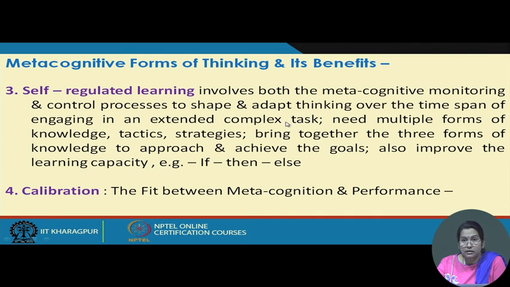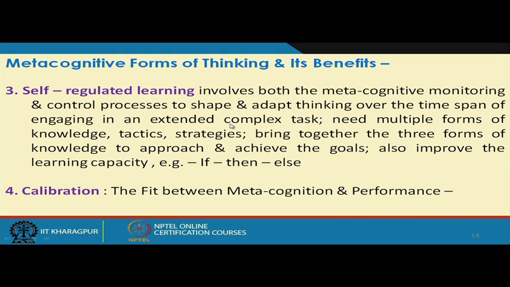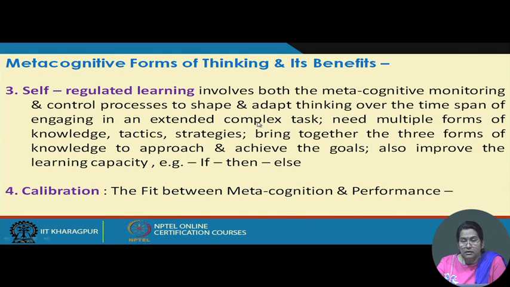So, we can flexibly use both metacognitive monitoring and control to shape our thoughts, to reshape our strategies, and to adapt our thinking according to the requirements of the problems. When we are engaged in different kinds of complex tasks, this enables us to deliver within the time span framework. It needs multiple forms of knowledge, tactics, and strategies. So, it makes us more flexible in adapting multiple strategies, tactics, approaches, and knowledge from different sources, and in bringing them together.